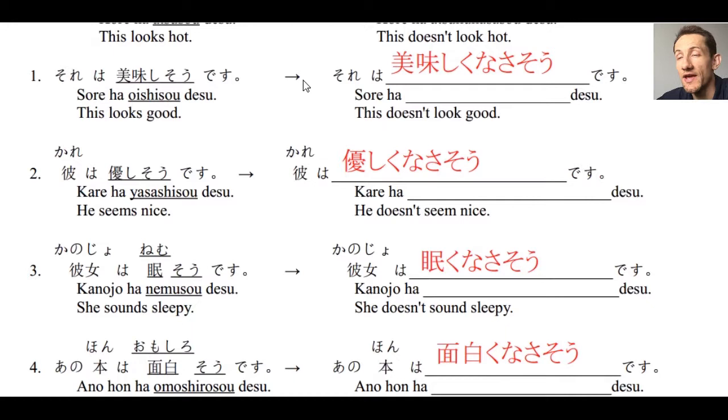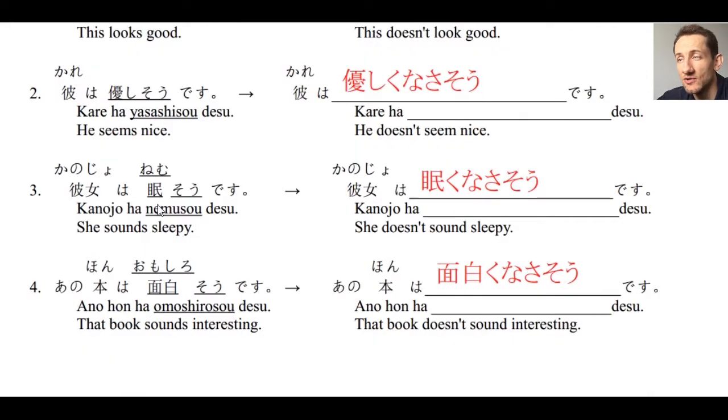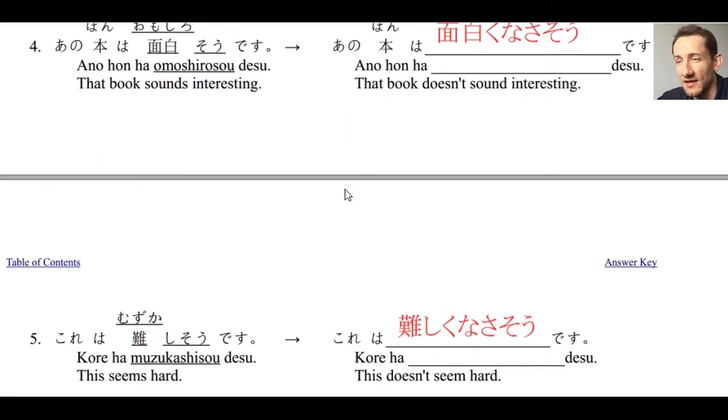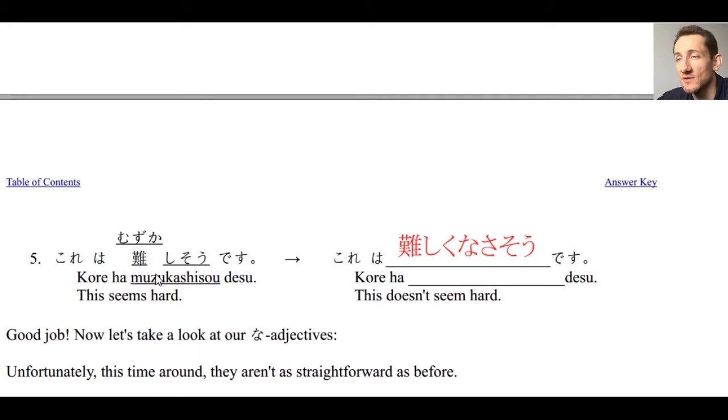All right, so number one, we have それはおいしそうです。So you'd get それはおいしくなさそうです。Number two, 彼は優しそうです。So you get 彼は優しくなさそうです。Number three, 彼女は眠そうです。彼女は眠くなさそうです。Number four, あの本は面白そうです。あの本は面白くなさそうです。And number five, これは難しそうです。これは難しくなさそうです。So this doesn't seem very hard.